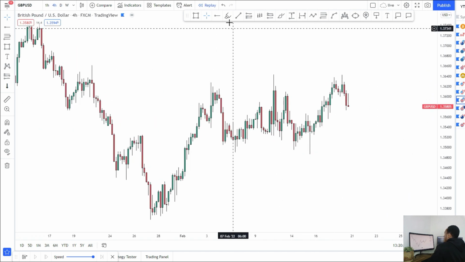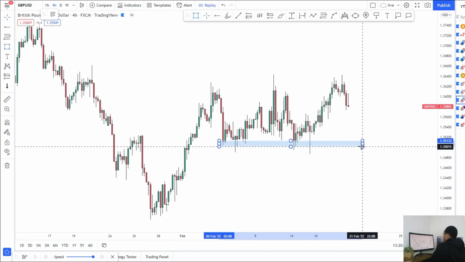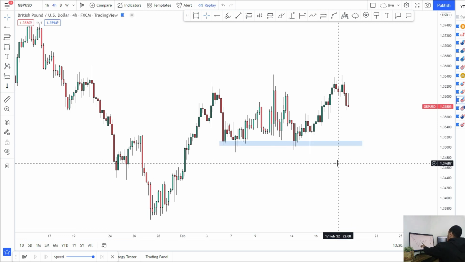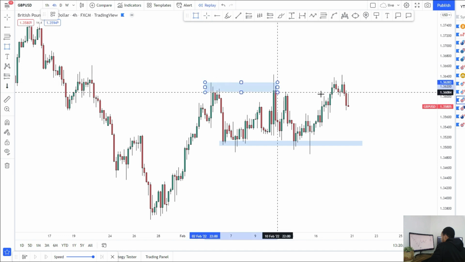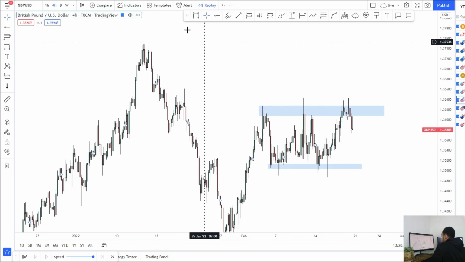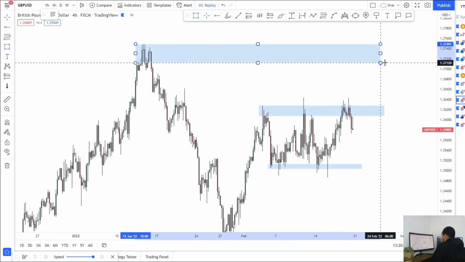Coming into the week, I did have that bullish bias for pound that I was talking about last week in my analysis, that if we can hold this level here, just above 1.35, I'm looking for price to rally back into this level, and then if we can get the break of that, I'm looking for 1.37 up there.